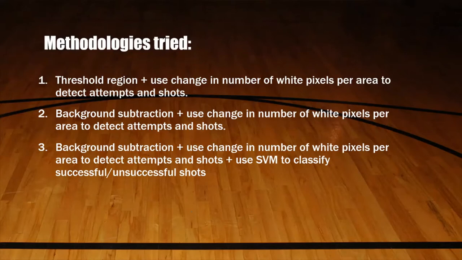Now these two frames are not the subsequent frames, but the processed frames. I have done this at 5 FPS. So I'm computing the change in number of white pixels per area between frame F minus 5 and frame F. And if it goes beyond a certain threshold, then we say, okay, a shot is made or an attempt is made. The second methodology is almost similar to the first one, just that we don't threshold it, instead we use background subtraction. And the third methodology is background subtraction plus the change in number of white pixels per area, which is similar to method two, but we also add a machine learning model, an SVM model, which classifies the shot as successful or unsuccessful.